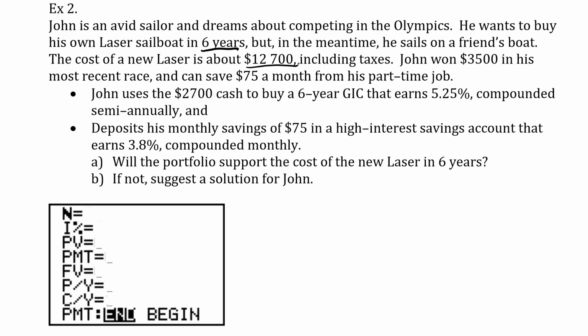So John uses $2,700 of the cash to buy a 6-year GIC that earns 5.25% compounded semi-annually, and he deposits his monthly savings of $75 into a high-interest savings account that earns 3.8% compounded monthly. A. Will the portfolio support the cost of a new laser in 6 years? B. If not, suggest a solution for John.